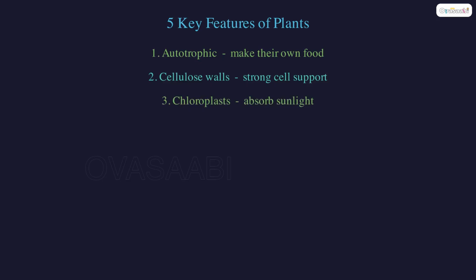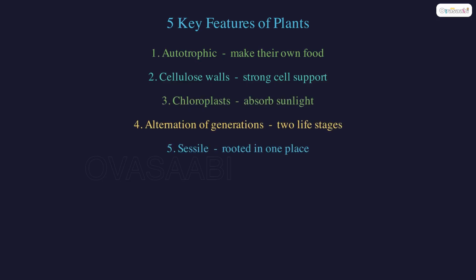All plants share 5 key features. They make their own food, have cellulose walls, contain chloroplasts, alternate between 2 life stages, and stay rooted in one place.